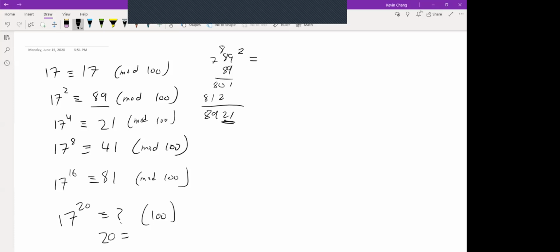So 20, remember, is equal to 2 to the 4 plus 2 squared. So we'll just look at the powers 2 to the 4 and 2 squared. So 16 and 4, and we just multiply 21 and 81 to get what this value is. I'm not going to compute it, but essentially that's what we would do. And if we were asked for maybe 17 to the 27, for example, 27 is equal to 16 plus 8 plus 2 plus 1, I believe. So we would use 17 to the 16 multiplied by 17 to the 8 multiplied by 17 squared and then multiplied by 17. And that way we can minimize how many computations we need to find it.